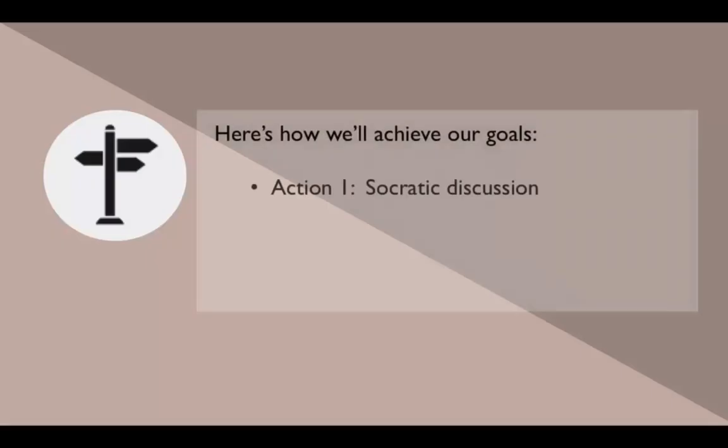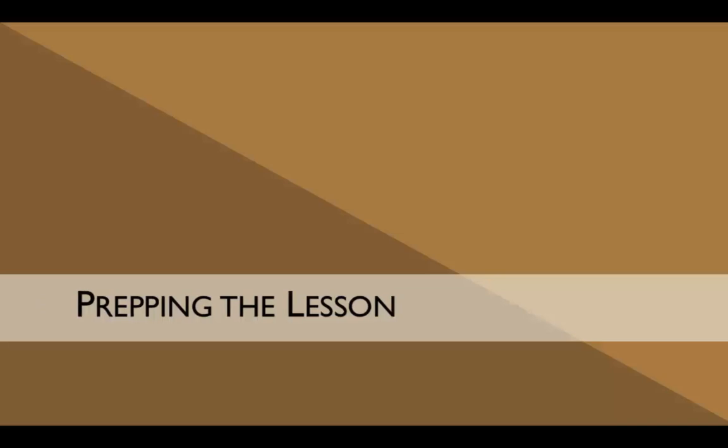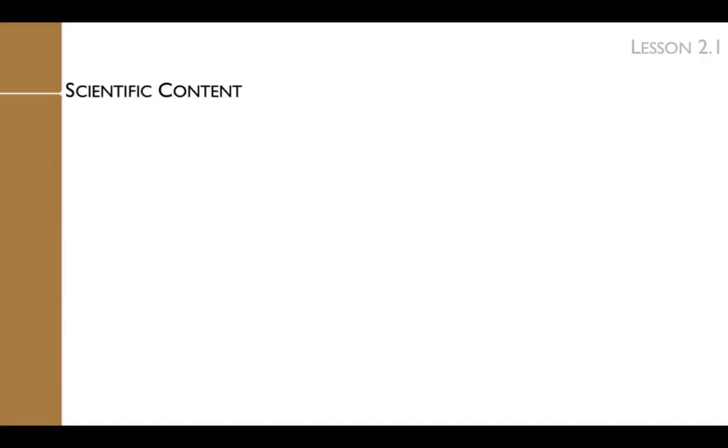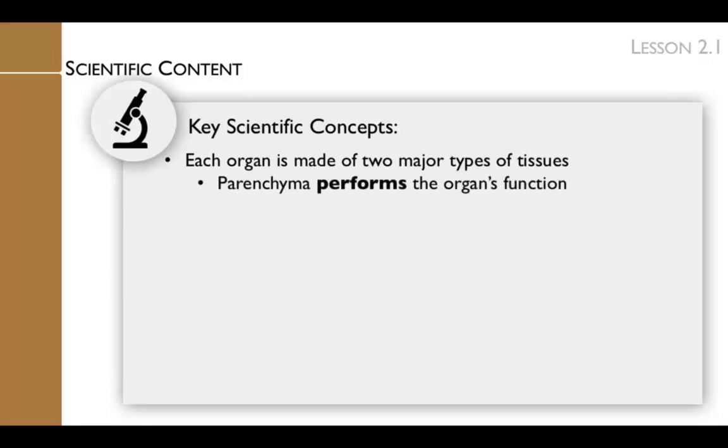To achieve our goals, we will engage in a Socratic discussion and an activity on characterizing tissue structure. To prepare for this lesson, you'll need to review the following key scientific concepts that will be presented throughout the lesson. Each organ is made of two major types of tissues: the parenchyma, which performs the organ's function, and the stroma, which supports the organ's function.